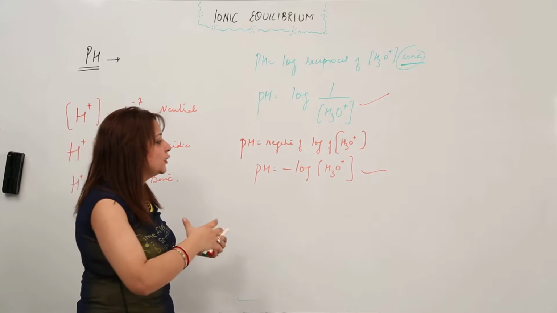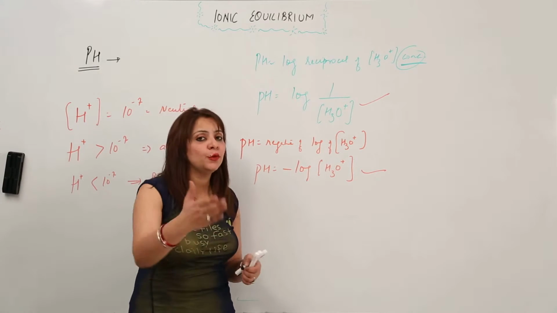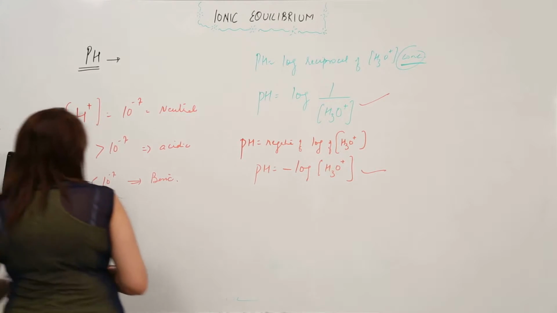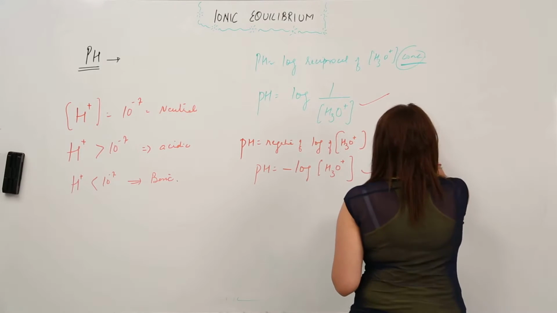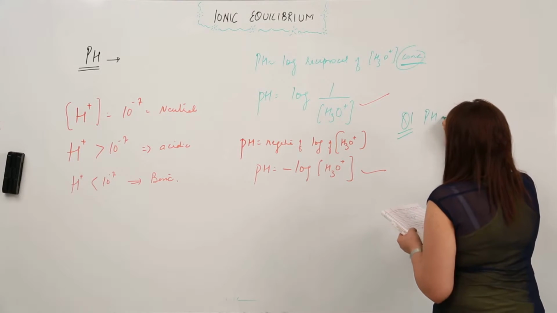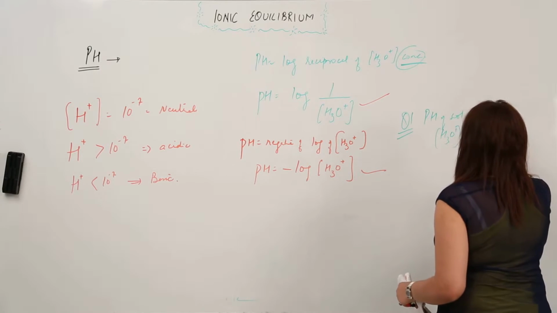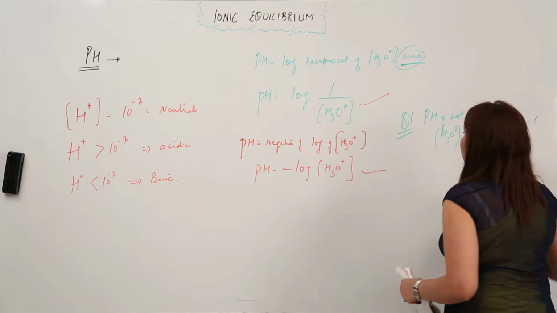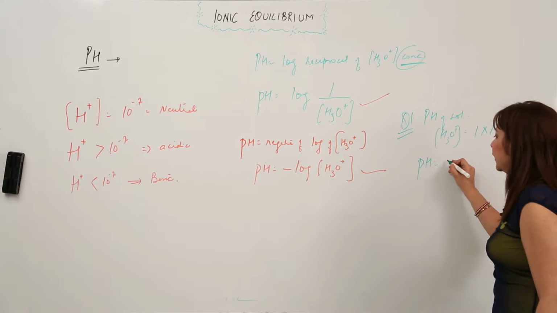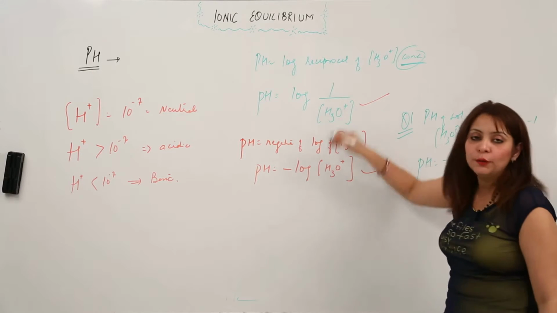Now, before we proceed, I just want to tell you how you have to solve for the pH, right? If I ask you to calculate the pH of a solution whose hydronium ion concentration is given as 1 into 10 raised to the power minus 7 moles per liter, how are you going to do it? Write the expression: pH is equal to negative of logarithm of hydronium ion concentration. This is the original formula which I told you, right?